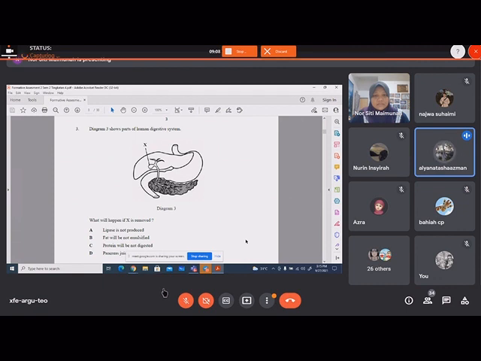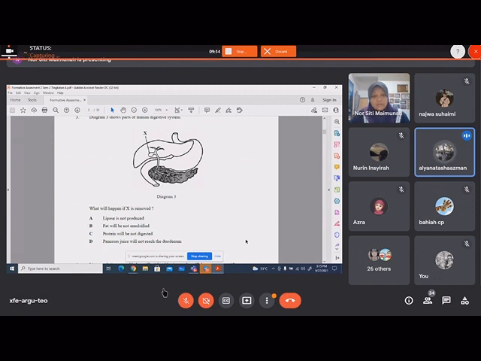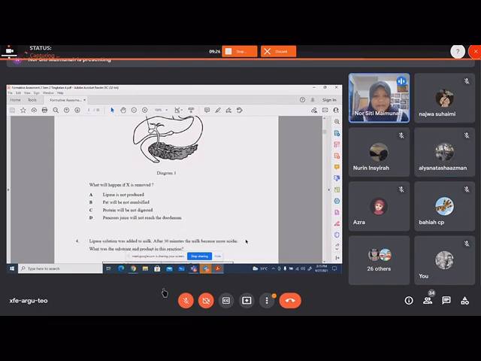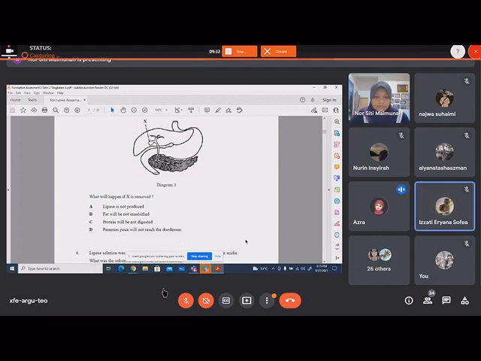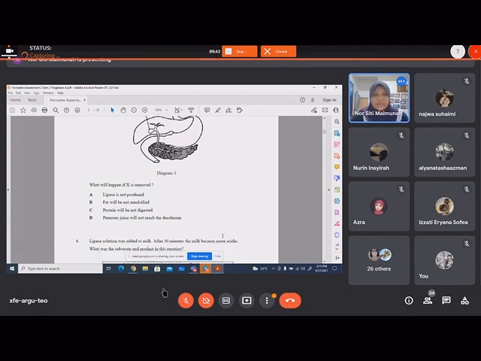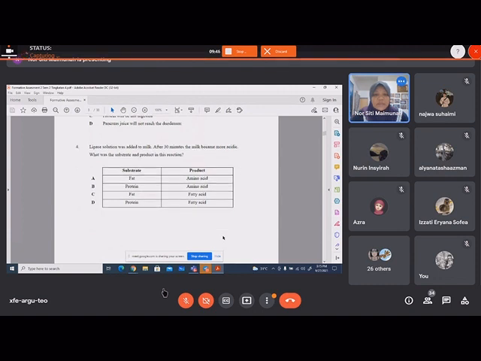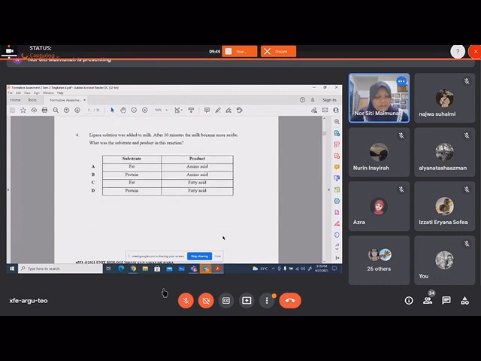Diagram 3 shows part of the human digestive system. What will happen if X is removed? My answer is B. Fat will not be emulsified. Betul ke jawapan dia di kelas? Betul. Yes, it's correct. So as we know, the gallbladder contains the bile. Bile's function is to emulsify fats or lipids into tiny droplets. Yes, number 3 is B.